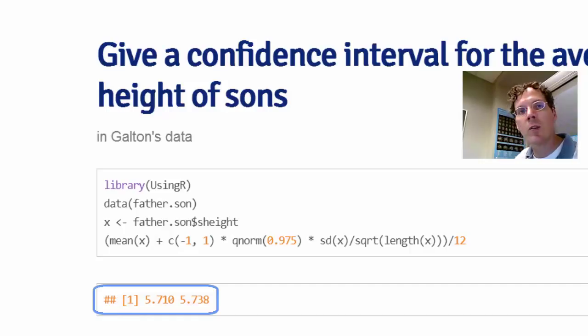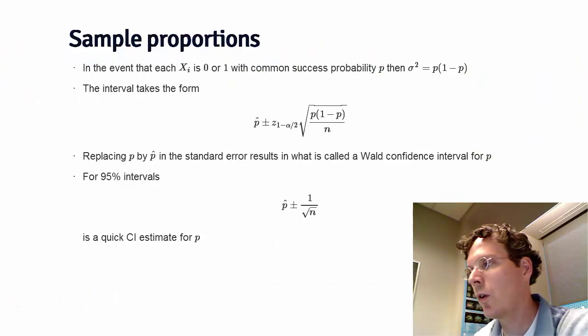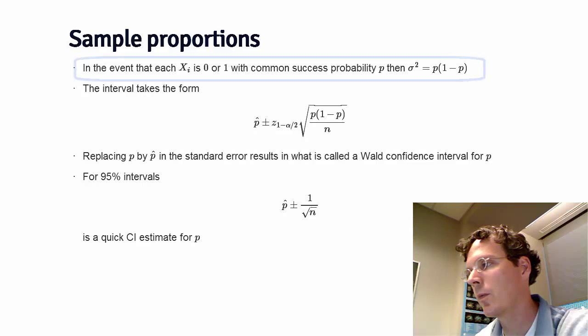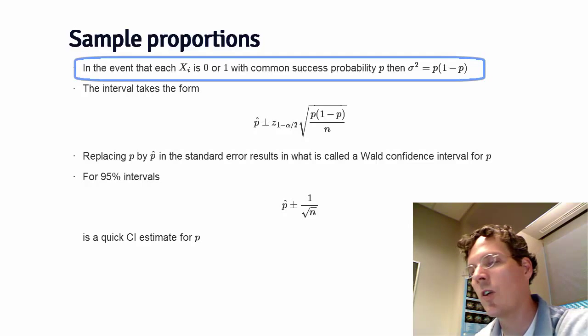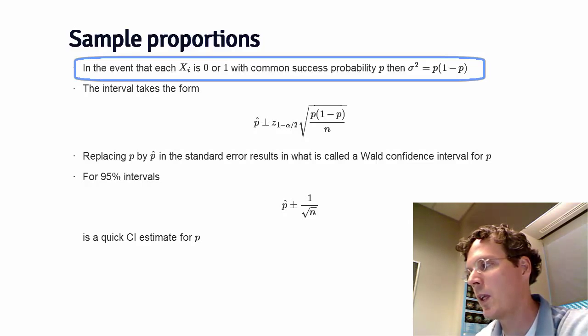So if we were willing to assume that the sons from this data were an IID draw from a population of interest, then the confidence interval for the average height of the sons would be 5.71 to 5.74. Let's consider coin flips and developing a confidence interval for the success probability of the coin. So in this case, each observation xi is a 0 or 1 with a common success probability p, and remember the variance of a coin flip was p times 1 minus p, where again p is the true success probability of the coin.